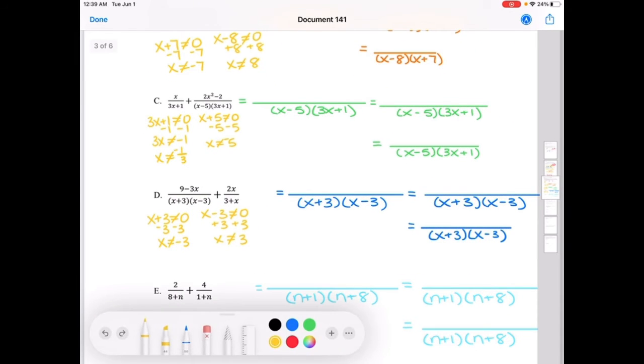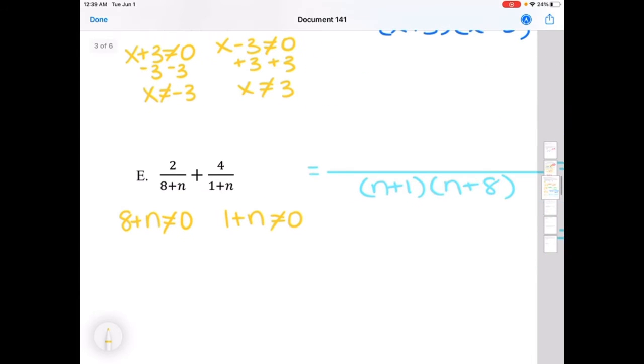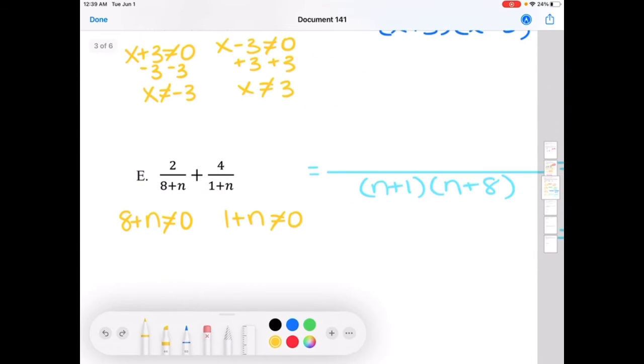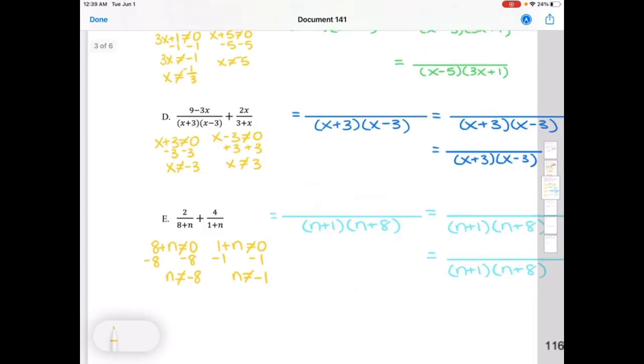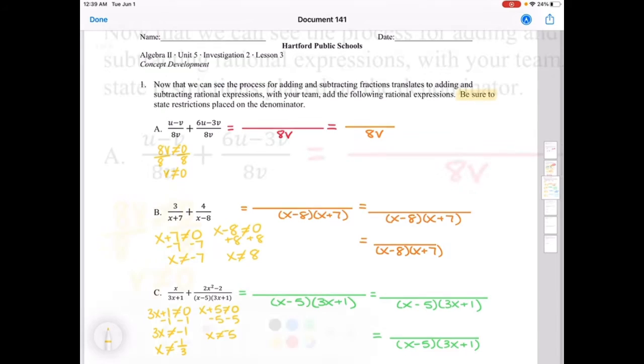Lastly, for letter D, we have 8 plus n cannot equal 0 and 1 plus n cannot equal 0. Here we can just subtract 8 or 1 from both sides, and we get n cannot equal -8 and n cannot equal -1. Now that we've established our restrictions, we're going to be simplifying our expression.